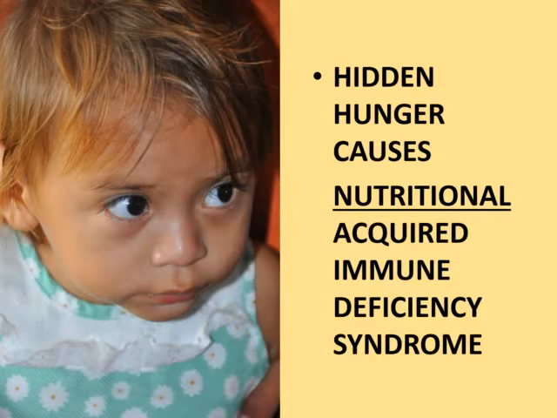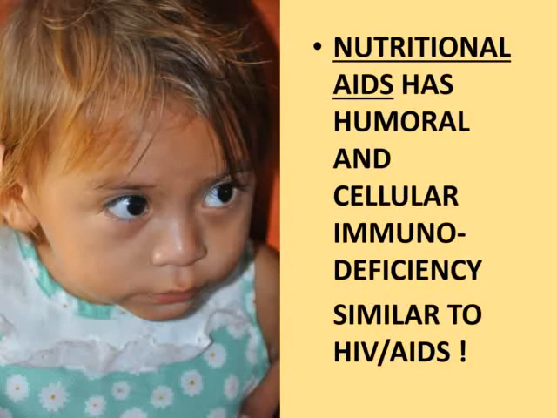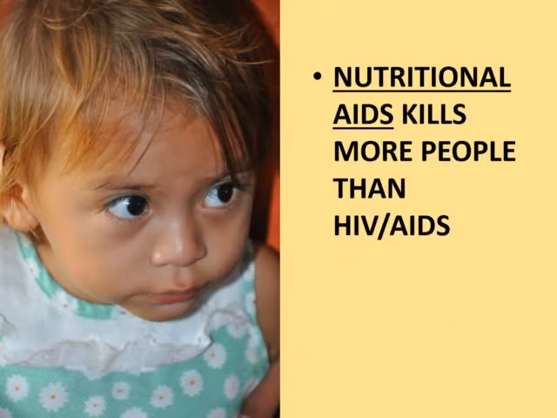nutritional acquired immune deficiency syndrome has the same humoral and cellular immunodeficiency as HIV/AIDS. So you have both B cell and T cell humoral antibody deficiency and cellular immunity, which in nutritional AIDS, as you see in AIDS. Nutritional AIDS kills more people on an annual basis than HIV/AIDS.